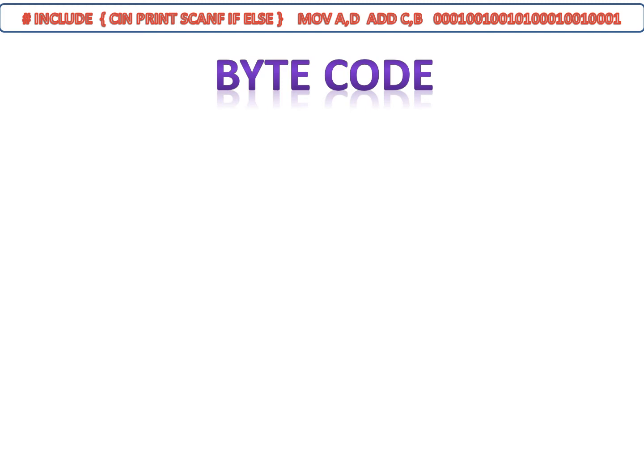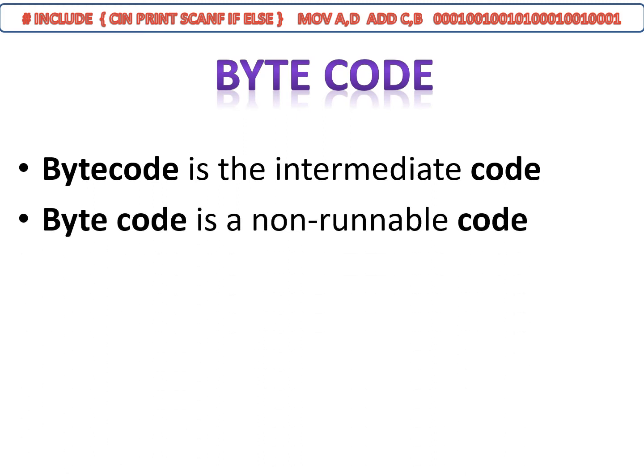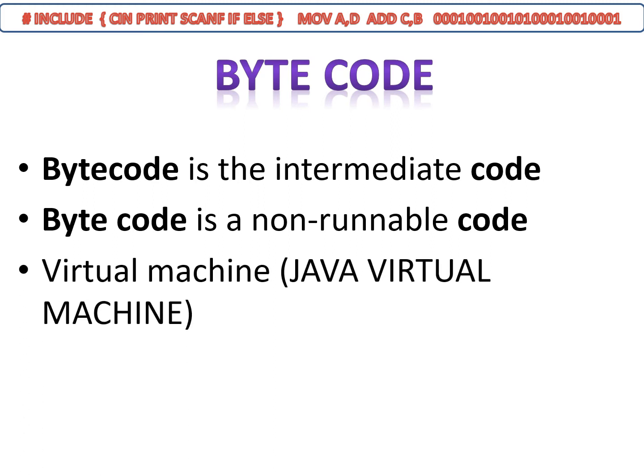Next, what is the bytecode? Bytecode is the intermediate code between the source code and machine code that is executed by a virtual machine. It is a non-runnable code generated after compilation of source code, and it relies on an interpreter to get executed. That is called the virtual machine.